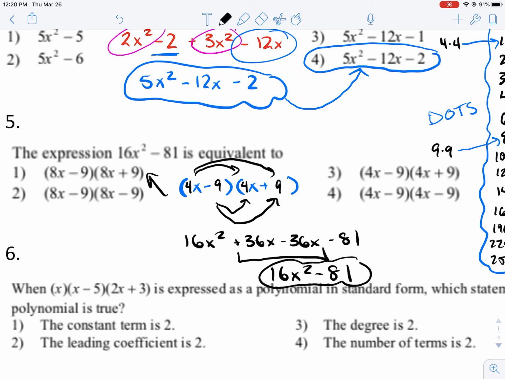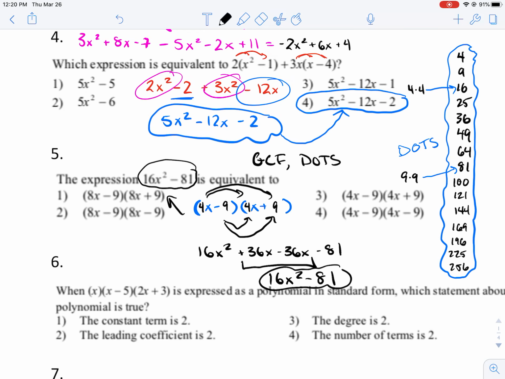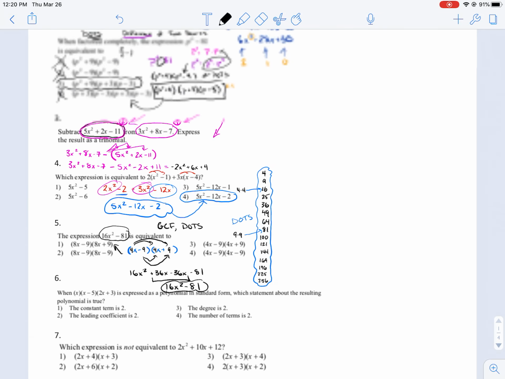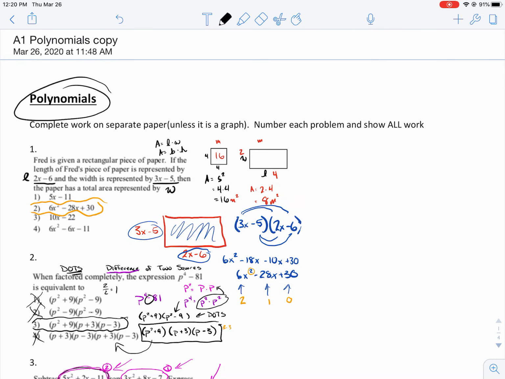So if you're ever unsure about these problems, guys, you can always multiply this back out just to check to be sure. But a key point, anytime you see a binomial here, guys, always check to see if there's a GCF and check to see if it's a difference of two squares problem. Because there's a good chance that it is at least one of those. You can either take out a GCF, which is the greatest common factor, or it's a difference of two squares problem. So anyway, there is day 1, problems 1 through 5 in the polynomial section.